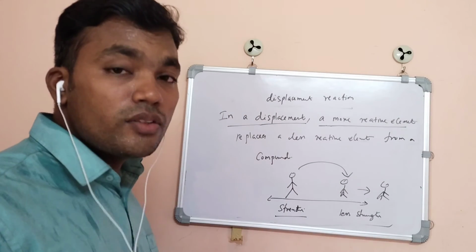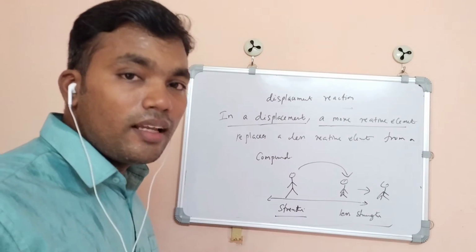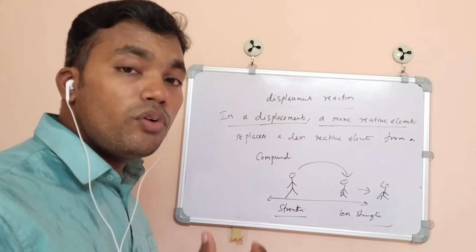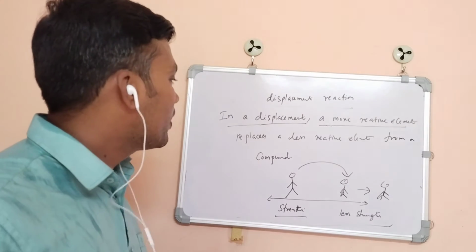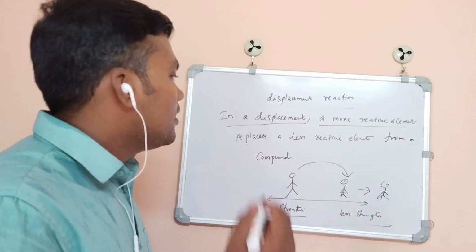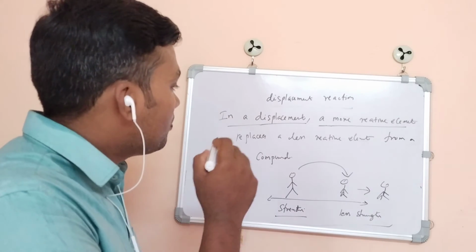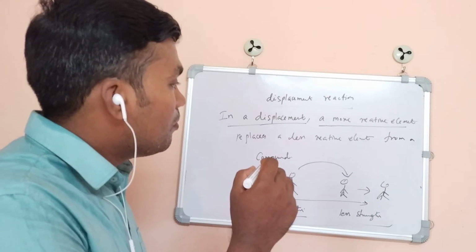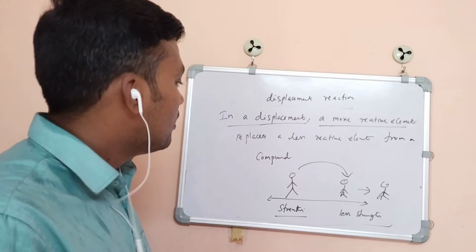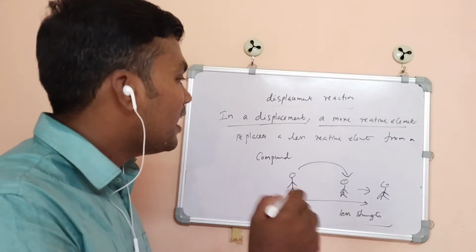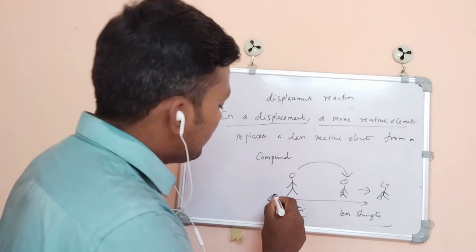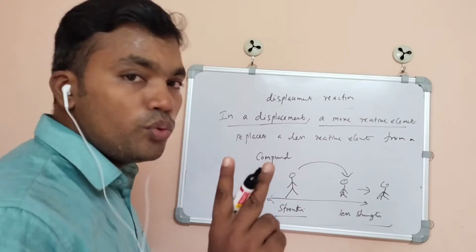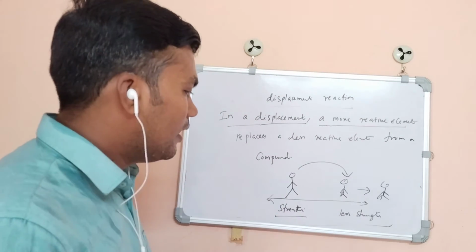Likewise, in chemistry also, some chemicals, elements or compounds have more reactiveness than other compounds. Okay, this is the displacement reaction. In a displacement reaction, a more reactive element replaces a less reactive element from a compound. Okay, these are the examples I have given. There are two students or two people who are standing.